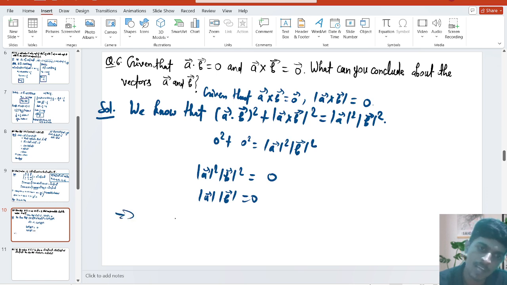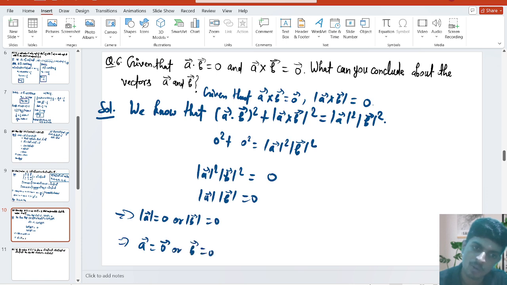So this implies the product of moduli of two vectors becomes 0. It is only possible if modulus of vector A equal to 0 or modulus of vector B equal to 0. Okay, and also we write vector A is 0 vector or vector B is 0 vector. It is possible only if either vector A is 0 or vector B is 0. So this conclusion we write from this given statement, because theta is not a dependency, because both vector A dot B equal to 0 and vector A cross vector B equal to 0, using this formula here. So we write as either vector A is 0 or vector B is 0.